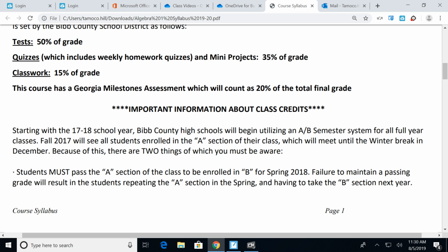All right? If you make it to second semester, you do have to take a milestone for Algebra 1. It is worth 20% of your grade. So I always tell my Algebra 1 students to try to maintain at least a B average, so that no matter what happens, the goal is that you score proficient on the milestone. But in the case that you don't and you fail it, you are still in a position to be able to pass the class, depending on what you make.